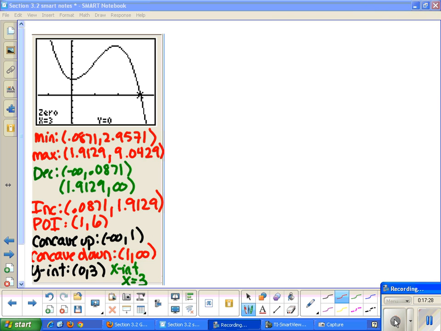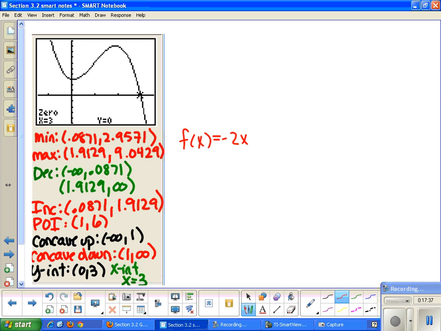And now I want to find my domain and my range. So in order to think about your domain and range, think about the original equation, which was f of x equals negative 2x cubed plus 6x squared minus x plus 3. If I look at this, I have no variables in a denominator, and I also have no variables underneath a radical, so my domain would then be from negative infinity to infinity. And if I look at my graph, I can see that the range is going from negative infinity to infinity.